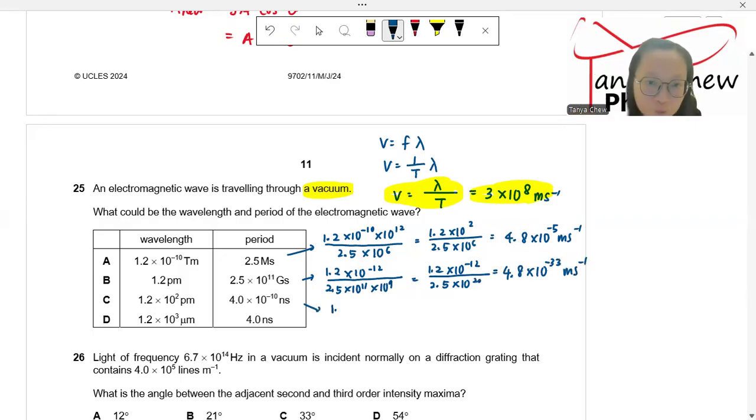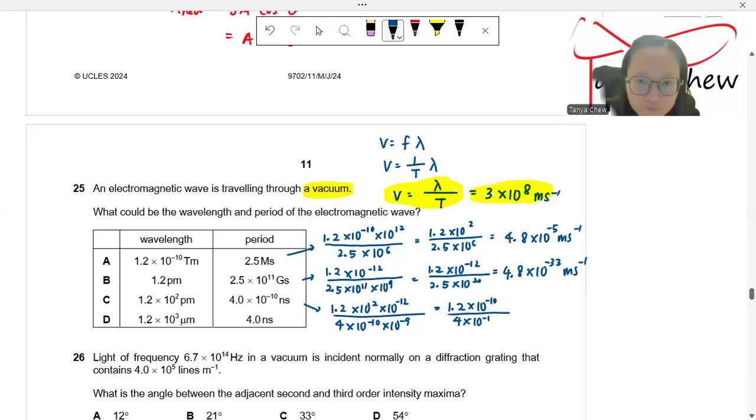Now C, this is 1.2 times 10 to the power 2, pico is 10 to the power negative 12, divided by 4 times 10 to the power negative 10, nano is 10 to the power negative 9. So this will give you 1.2 times 10 to the power negative 10 divided by 4 times 10 to the power negative 19. So you end up getting 3 times 10 to the power of 8 meters per second. I get exactly that. Okay, that is good news. C is the answer, but I'll prove that D is wrong.